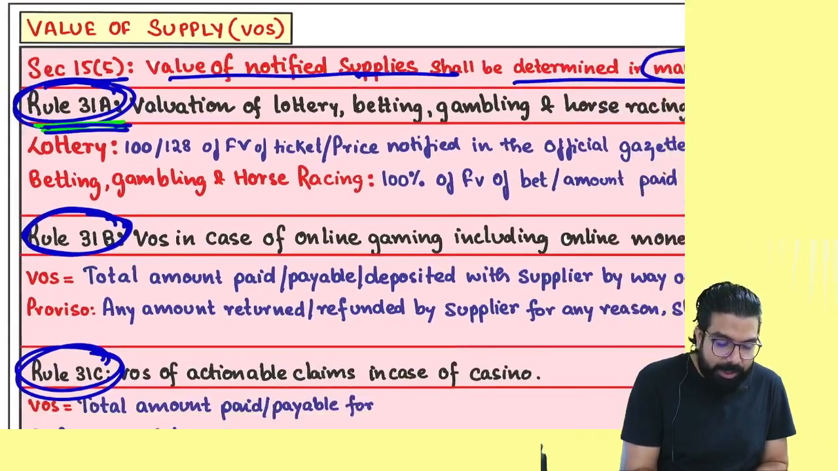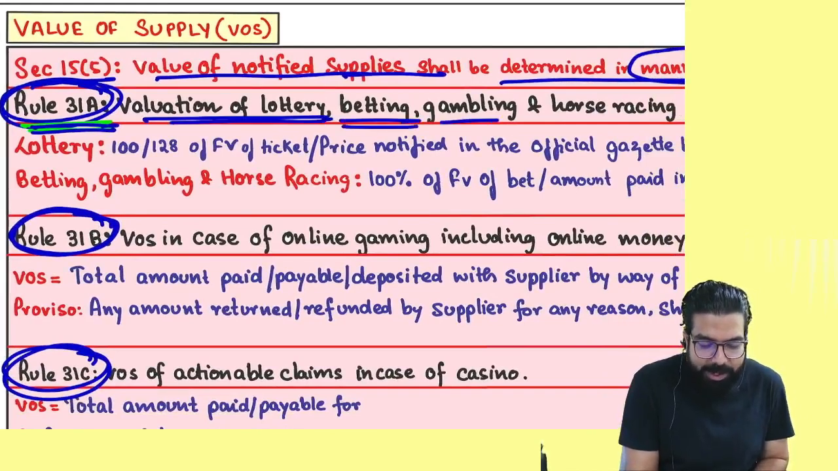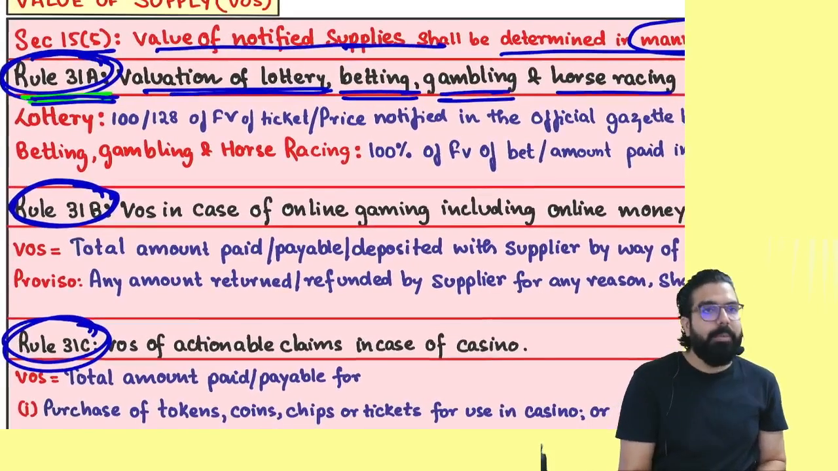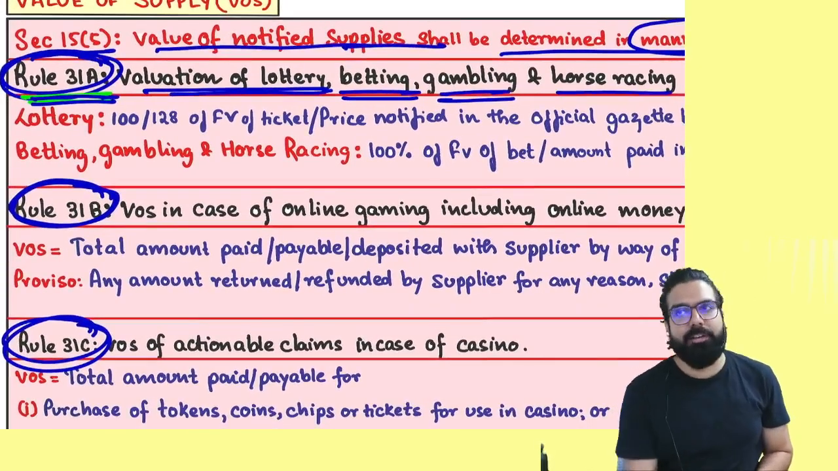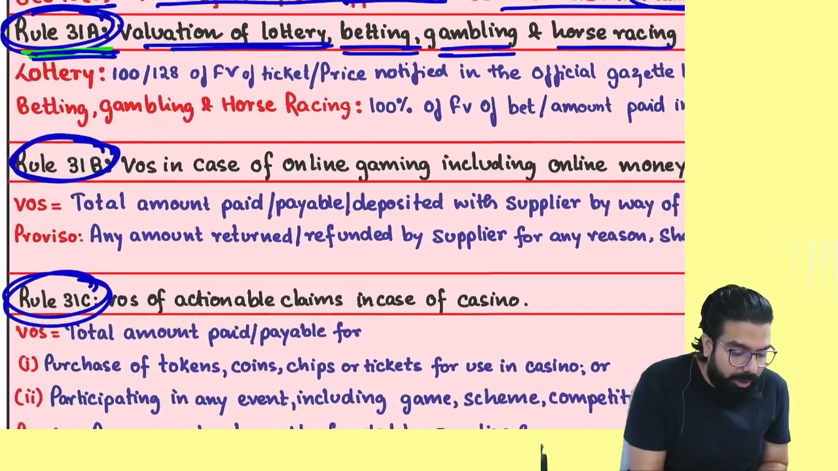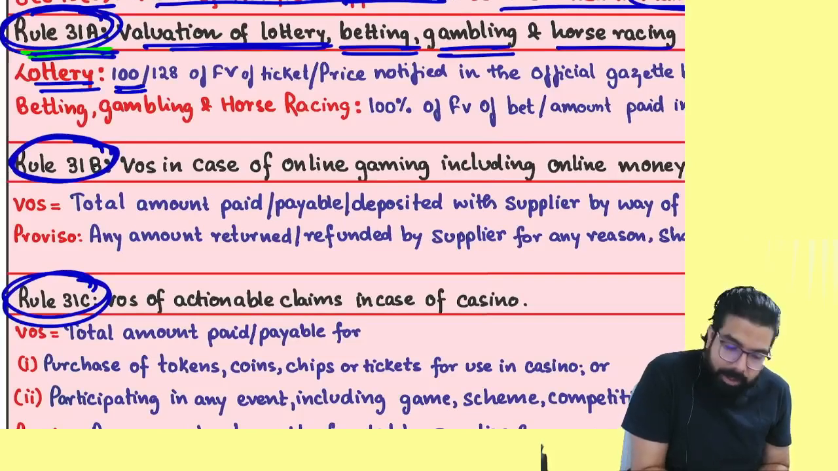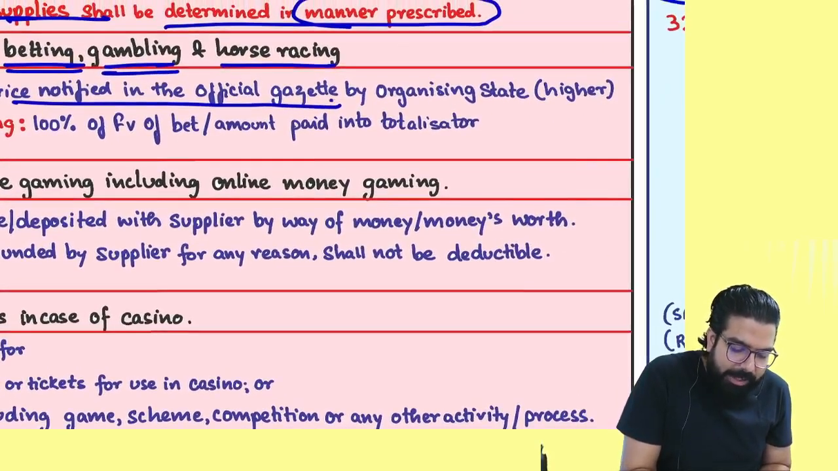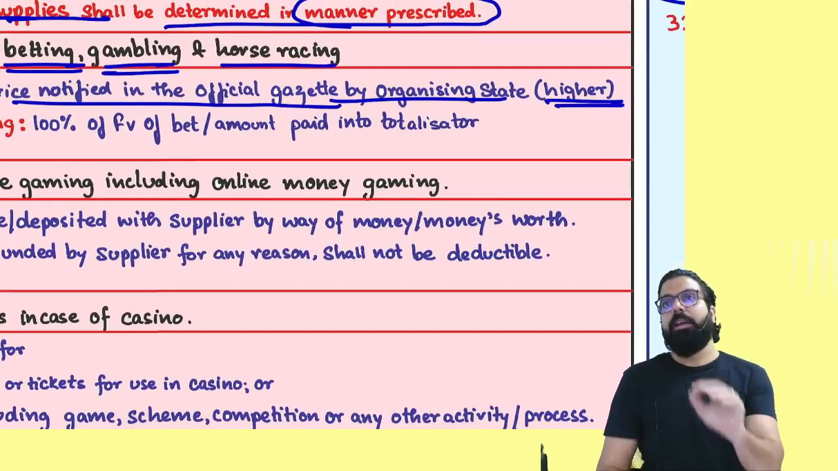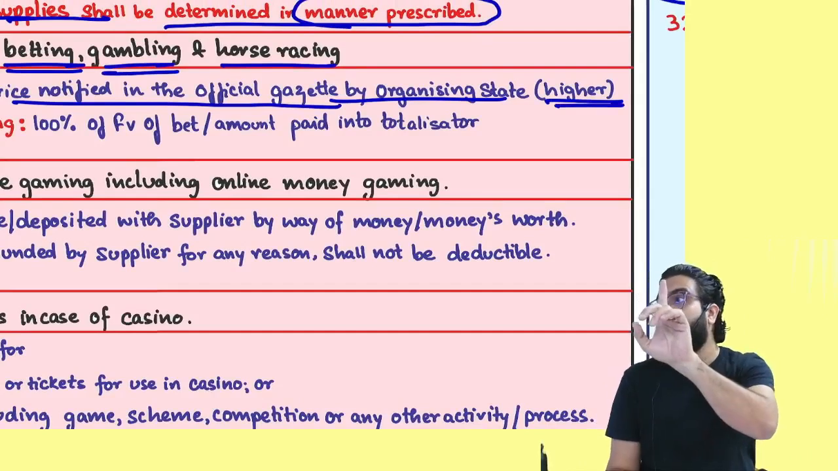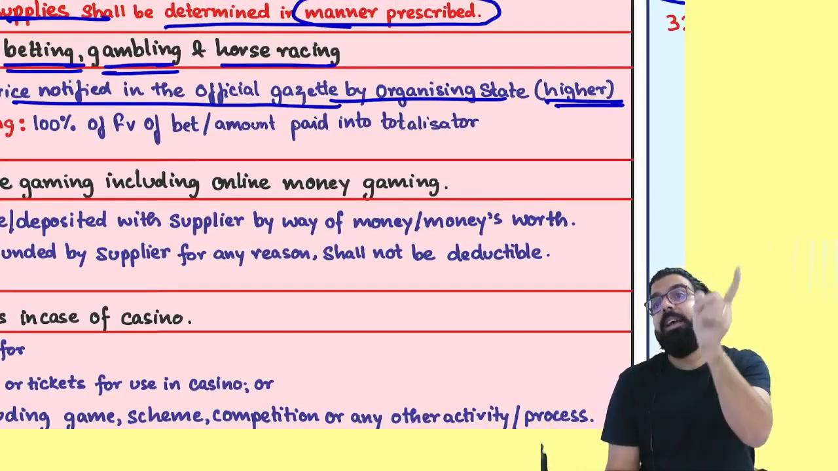Rule number 31A says value of lottery, betting, gambling and horse race. Whenever you are supplying what, everyone? Lottery, betting, gambling or horse racing. Sir, what will be the value? Remember, in this scenario, government told that in the lottery case it will always be 100 divided by 128 of the face value of the ticket or the price notified in the official gazette by the organizing state, whichever is higher. In the lottery case always remember 28% is inclusive. It is assumed that 28% is inclusive.